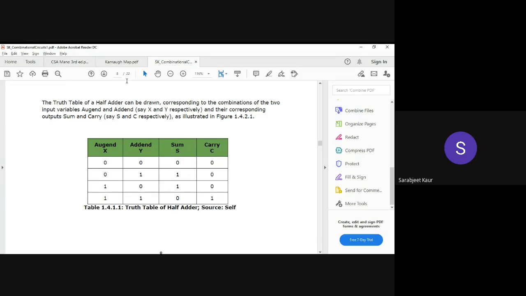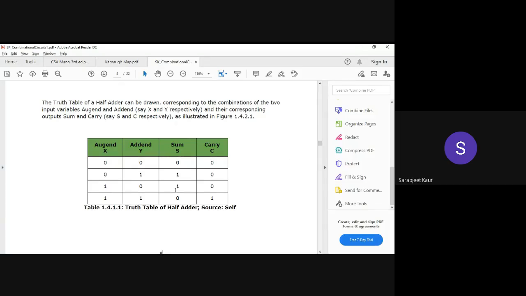Now please see, what we could have done directly is draw a Karnaugh map for sum and a Karnaugh map for carry, and get their expressions, as we have learned how to solve Karnaugh maps with the knowledge we have gained.